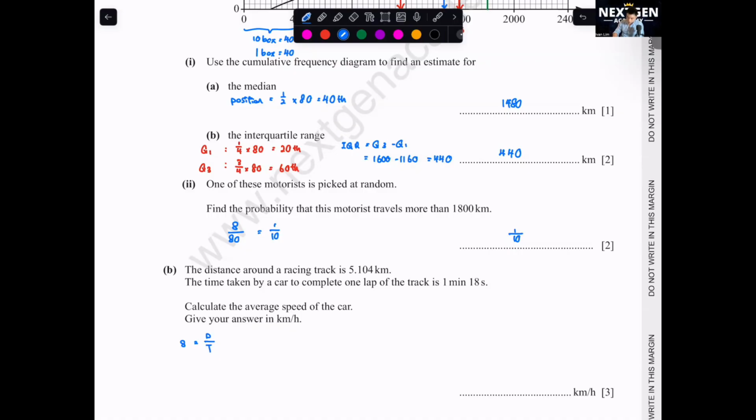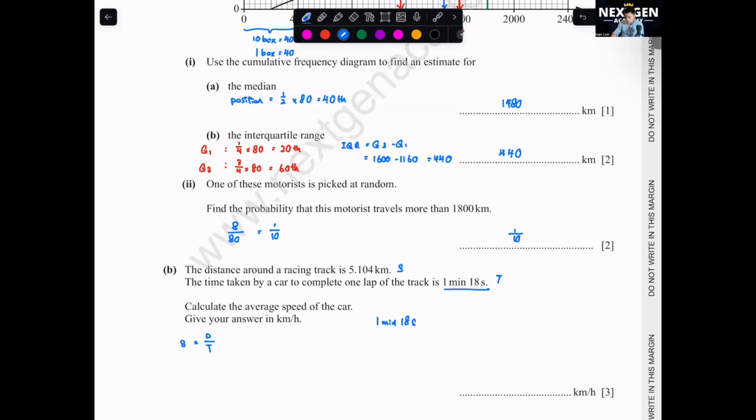Okay, we've got distance over here. We've got time, but time is in minutes and seconds. So we need to convert both of these. We need to convert minutes and seconds into hours. So how would you all do this? You can change all to minutes or you can change all to seconds first, then we change it to hours. So 1 minute 18 seconds.